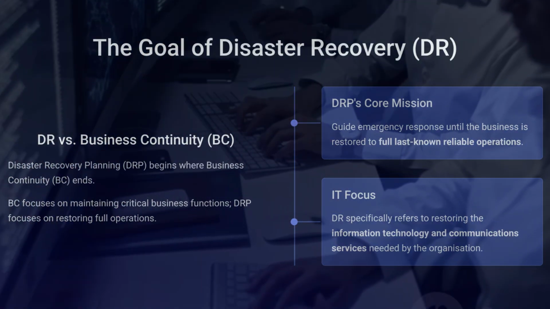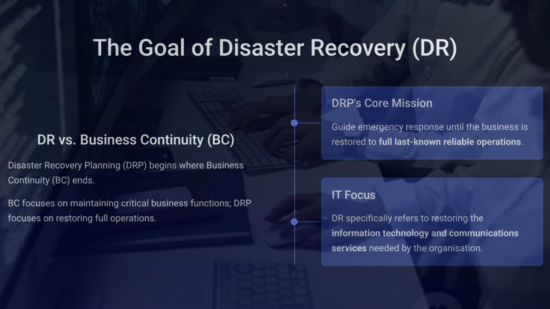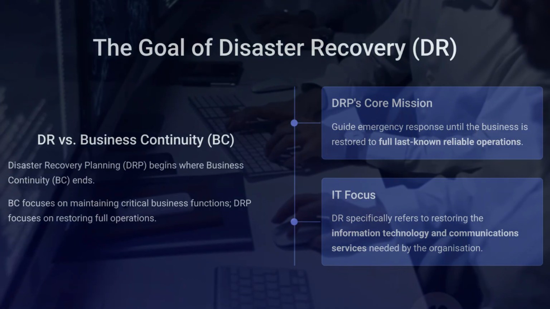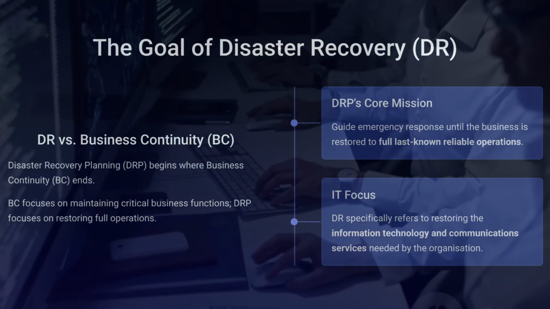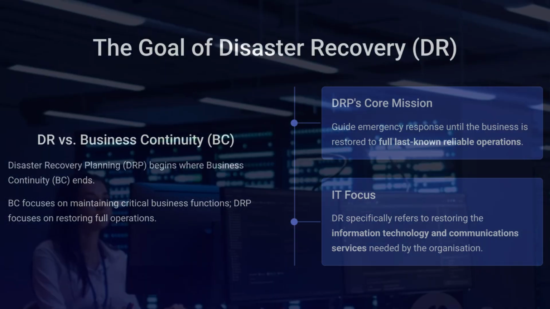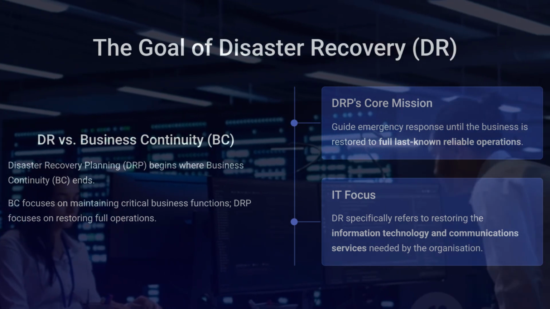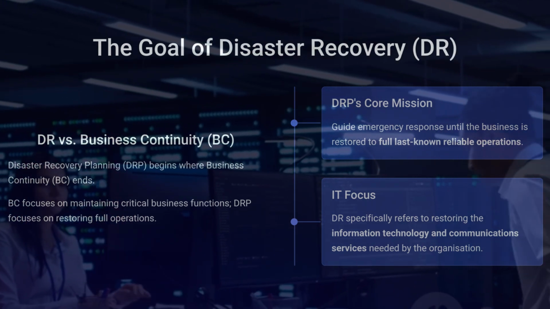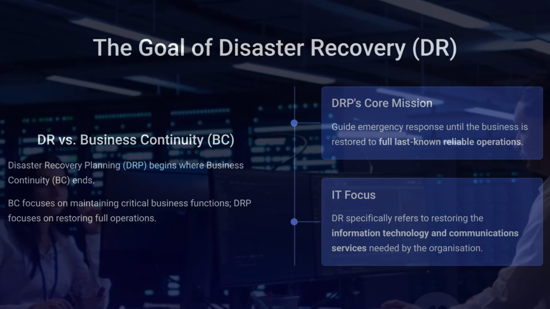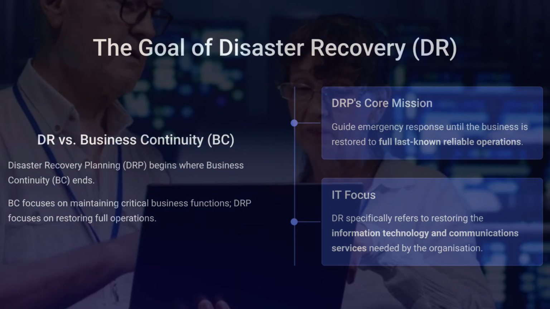The recovery of a business function may be done independently of the recovery of IT and communication services. However, the recovery of IT is often crucial to the recovery and sustainment of business operations. Whereas business continuity planning is about maintaining critical business functions, disaster recovery planning is about restoring IT and communications back to full operations after a disruption.